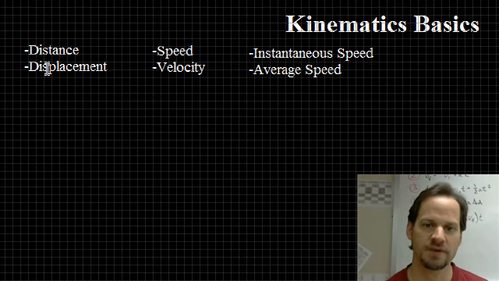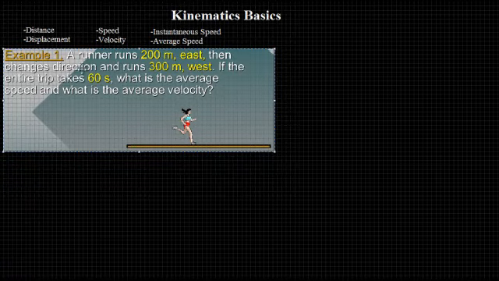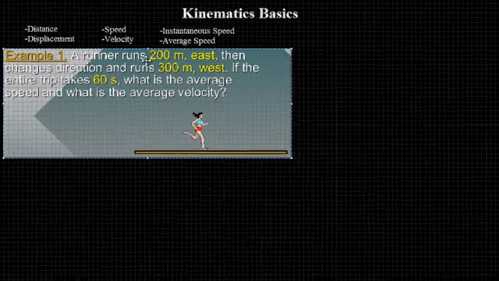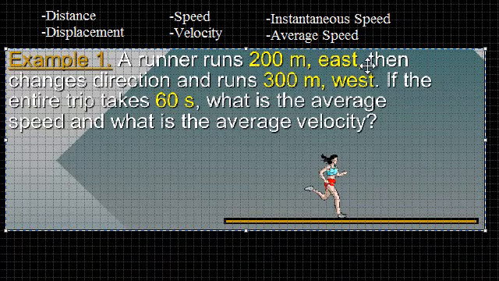So let's get started. We're going to work through all of these concepts that you see on the screen by studying one example problem. You see on the screen our example that we're going to study. This is about a runner, and it gives you some information about her motion. She runs 200 meters east, then changes direction and runs 300 meters west, and it takes her exactly 1 minute to do this, and it asks you to calculate the average speed and the average velocity.